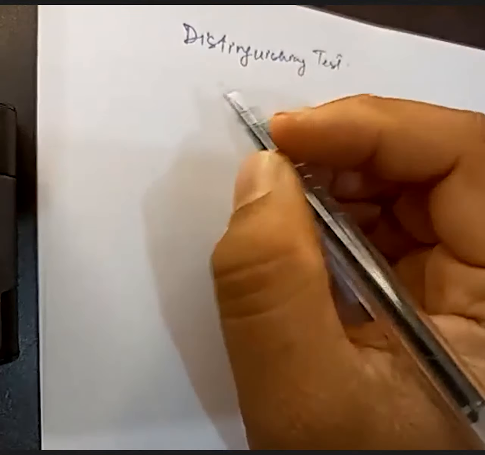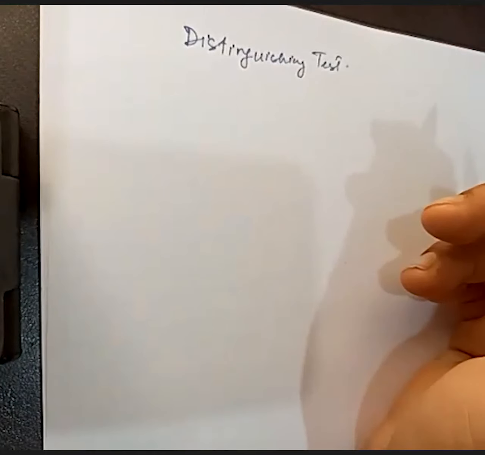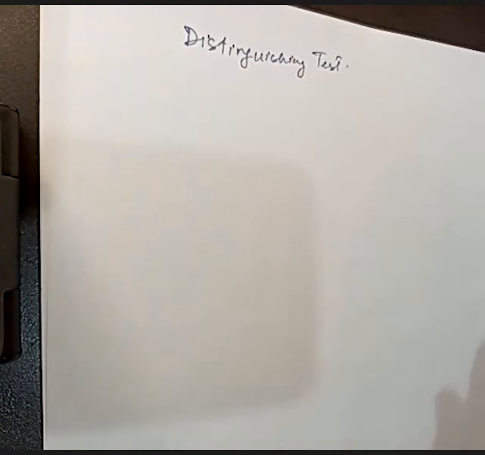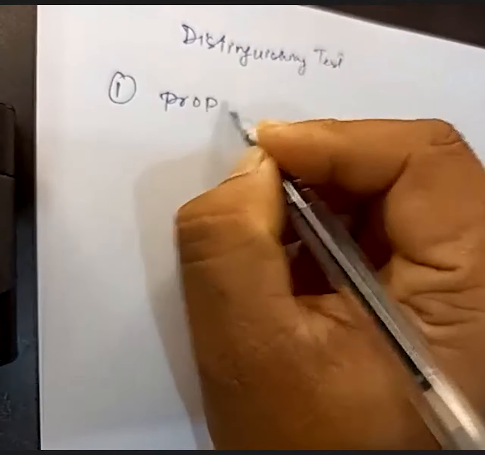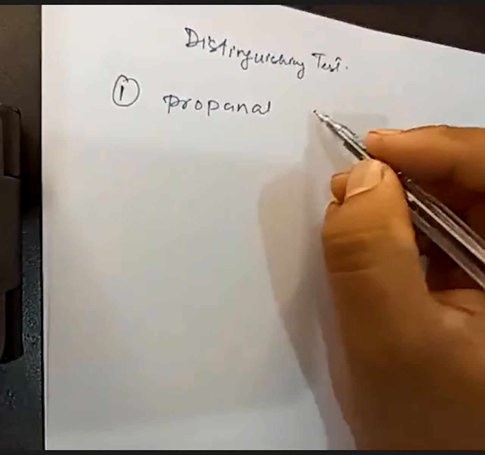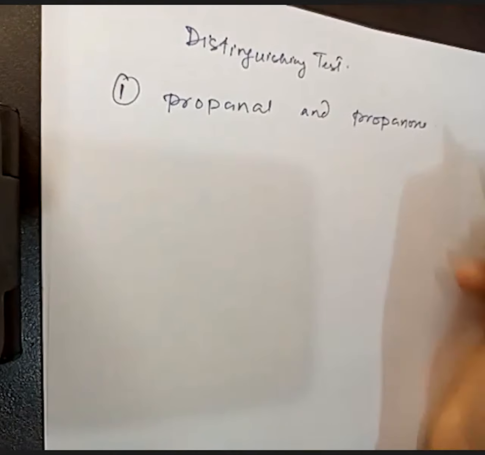This we can cover this part. It's very simple, very important, very boring. Okay. Distinguishing test means you have two liquids. It may be aldehyde, maybe ketone, whatever. Okay. And you have to particularly, suppose there is propanol and propanol. You want to know more about the distinguishing test?